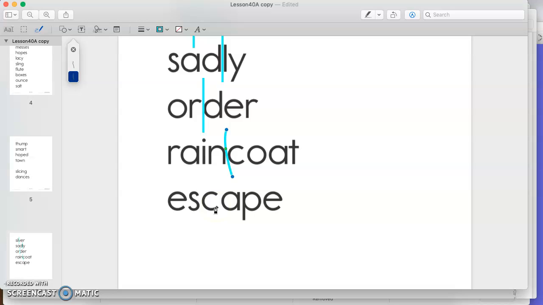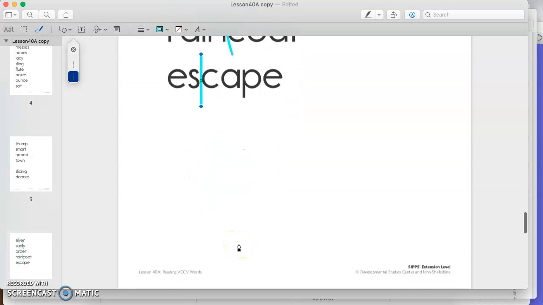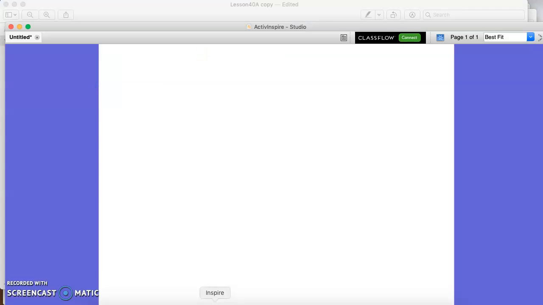Here we go. This word is escape. Let's snap it. Escape. So let's look to see where we're going to break it apart. I see vowel, consonant, consonant, vowel. Let's break it apart in between the two consonants. Excellent job. All right, let's go and write some words.